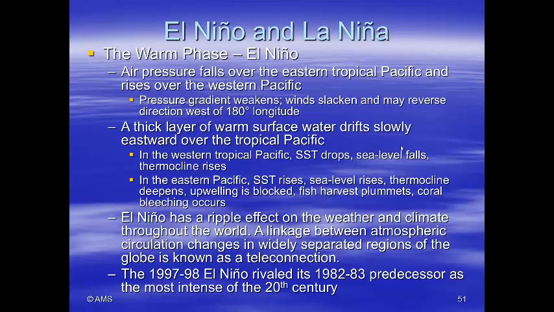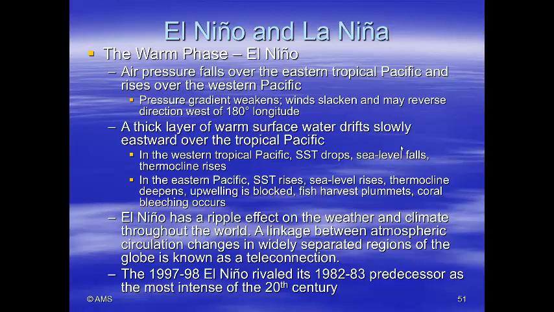During the warm phase, El Niño, air pressure falls over the eastern tropical Pacific and rises over the western Pacific. This pressure gradient weakens the winds, and winds slacken and may even reverse direction west of 180 degrees longitude. A thick layer of warm surface water drifts slowly eastward over the tropical Pacific.